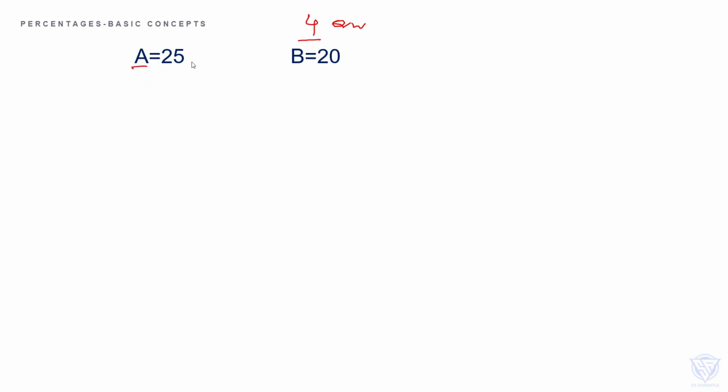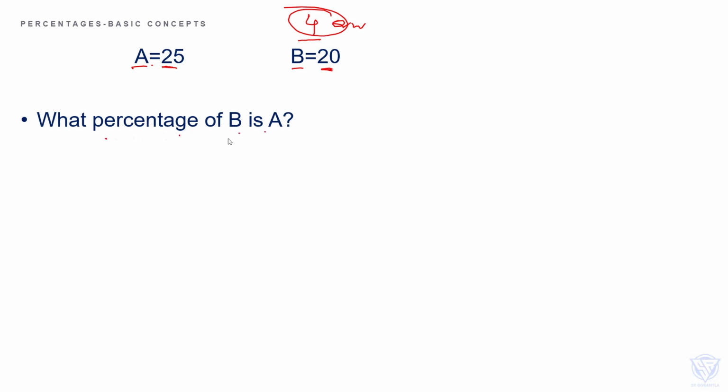Suppose there are two values A and B. Let us say A equals 25, B equals 20. What is the first of these four questions? What percentage of B is A? When we say what percentage of B is A, the usual confusion is that some students will write A by B into 100, and a few students will write B by A into 100. And when you're writing a multiple choice exam, there will be options for both these possible answers.